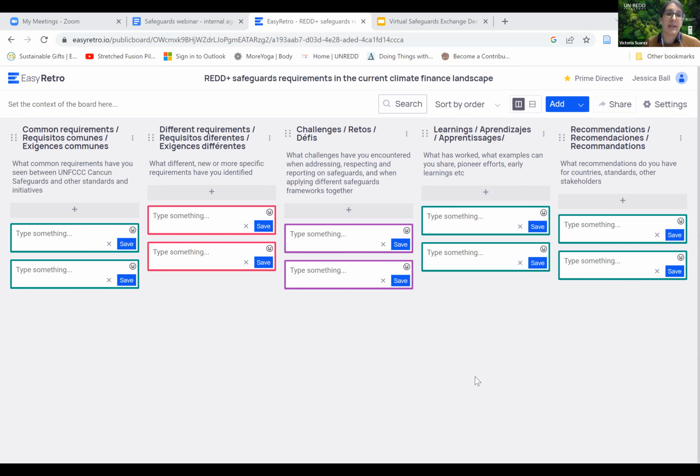And if you have any ideas or key common requirements that you are seeing as common elements among standards and initiatives linked to the UNFCCC safeguard requirements and Cancun safeguards, and also if there are any different requirements or particular elements that you would like to highlight. So that is all from our side.